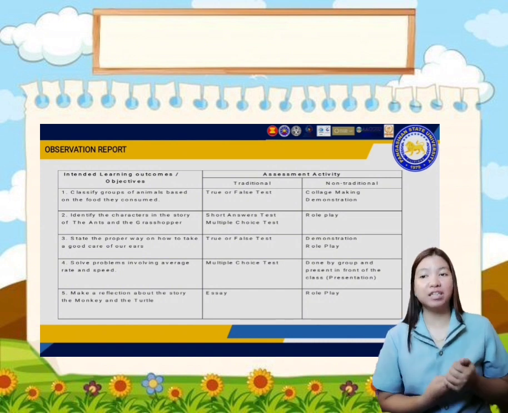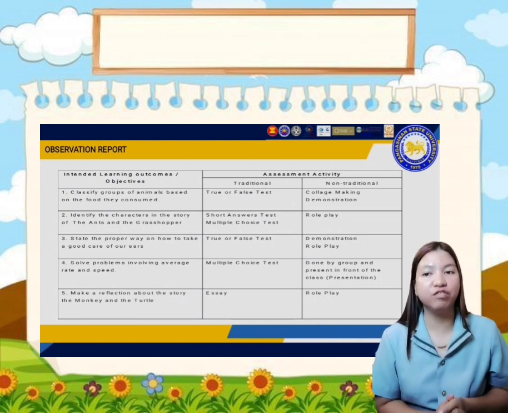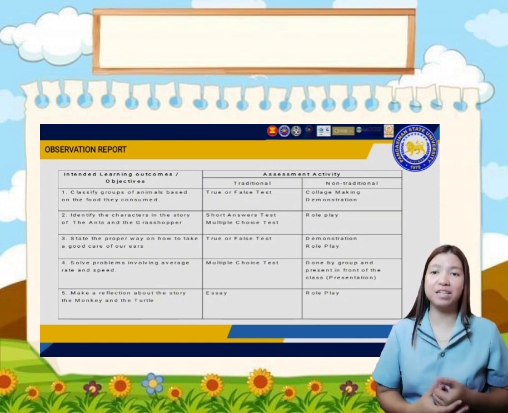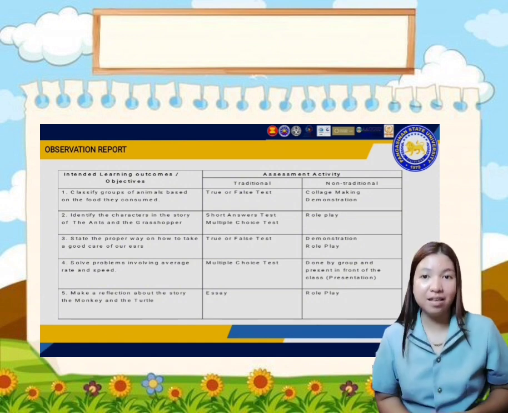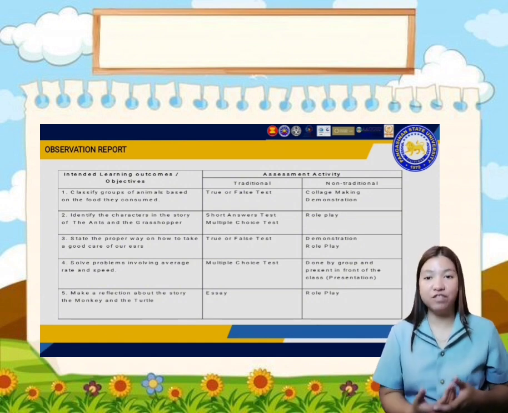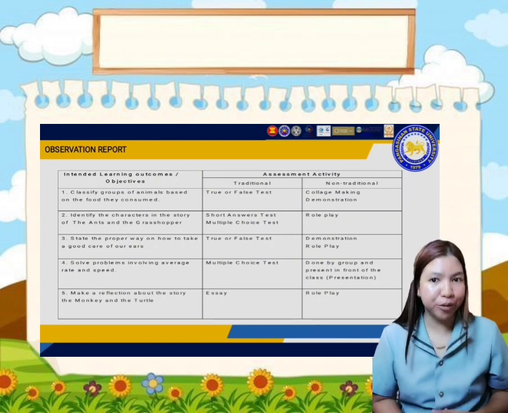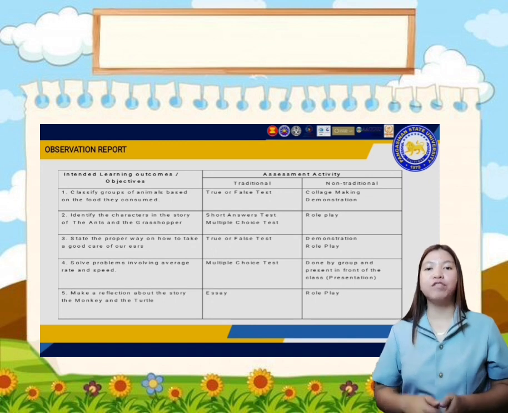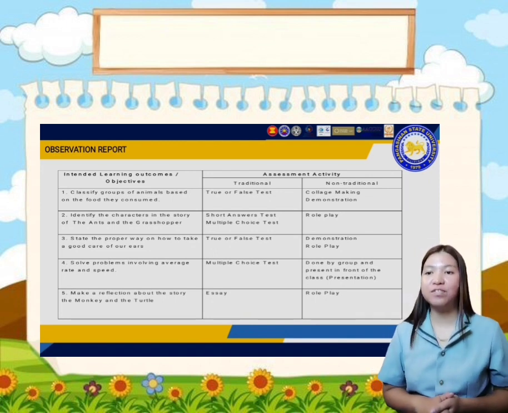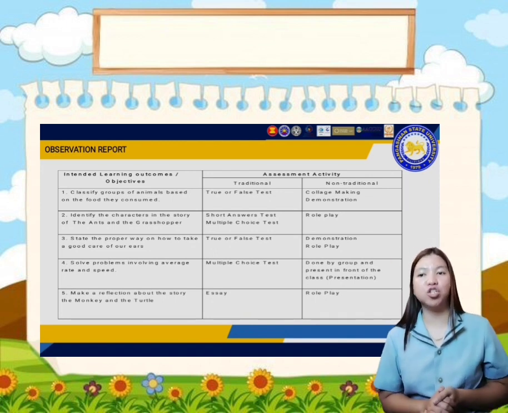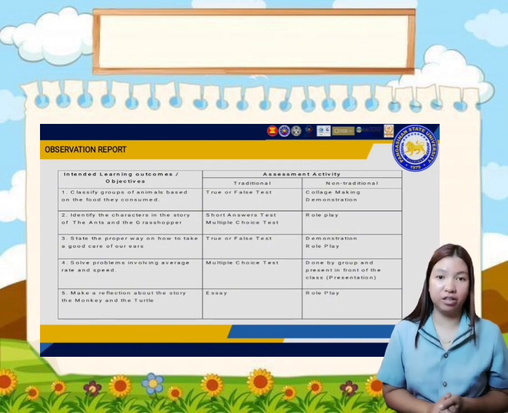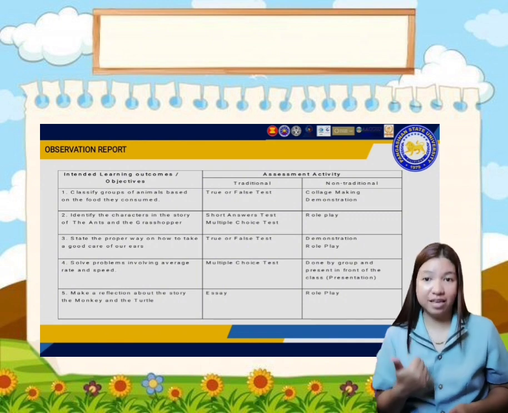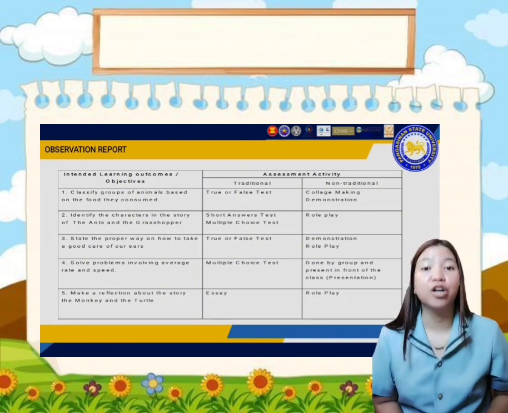For the fourth objective, solve problems involving average, rate, and speed. So for traditional assessment activity, multiple choice tests, and for non-traditional activity, it is done by group and presented in front of the class, or in short, presentation. For the fifth objective, make a reflection about the story The Monkey and the Turtle. For the traditional assessment, the teacher utilized an essay, and for non-traditional, role play.